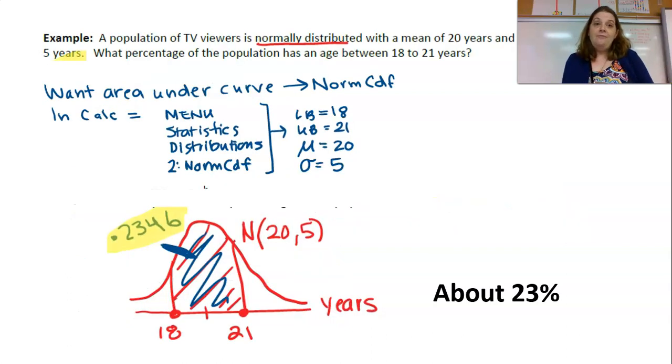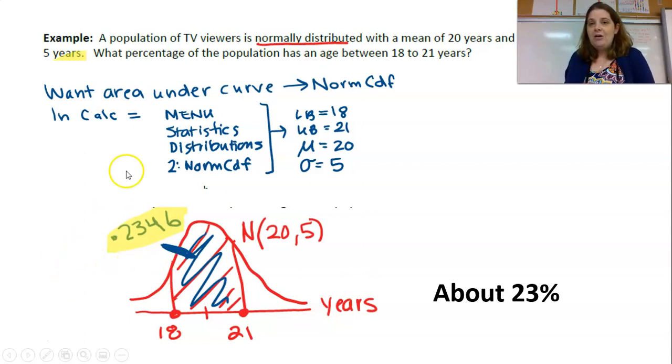Okay, now I have one more question, and this one is just to kind of jog your brain of something that we talked about earlier in the semester. Okay, so this one says a population of TV viewers is normally distributed with a mean of 20 years, and a standard deviation of 5 years. What percentage of the population has an age of 18 to 21?